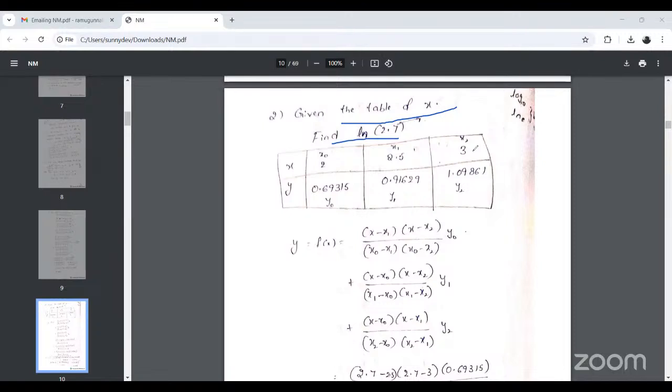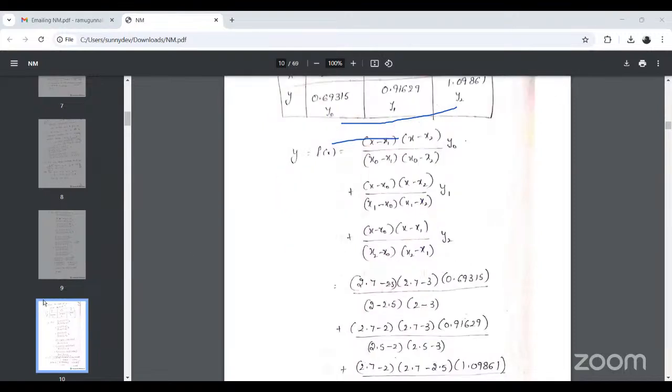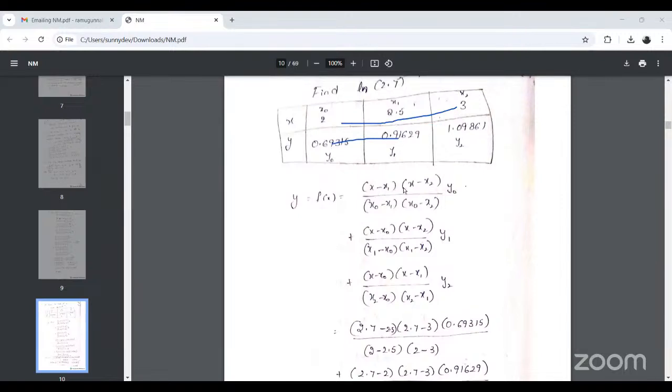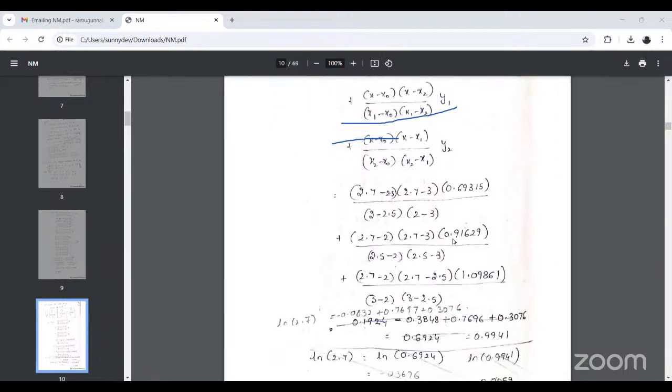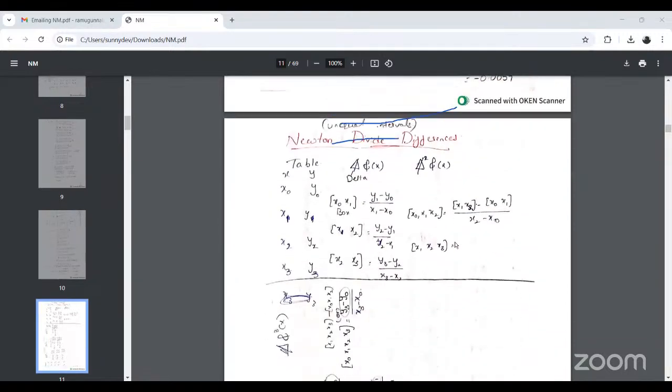If it is equal intervals, we use the forward and backward formulas. Depending on the given question, we can use either the forward or the backward. But in unequal intervals, we can use the Lagrange interpolation formula: (x minus x1)(x minus x2) by (x0 minus x1)(x0 minus x2) into y0, plus (x minus x0)(x minus x2) by (x1 minus x0)(x1 minus x2) into y1. We just substitute there, and we get the result.